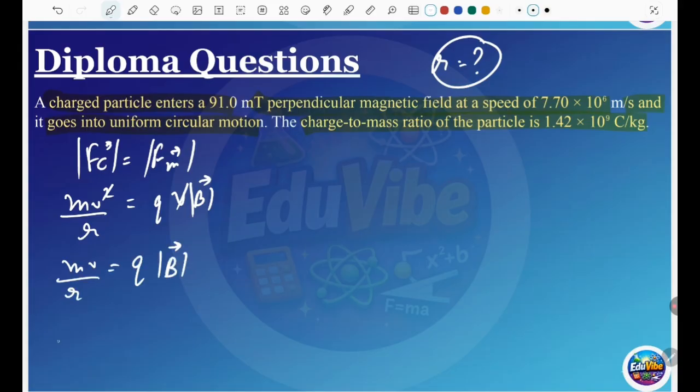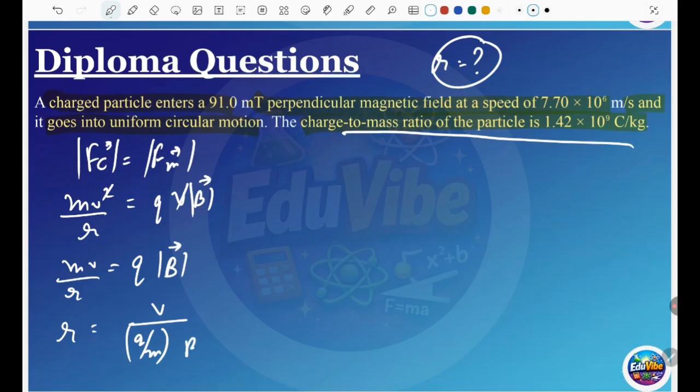We have to find the r, so we have to isolate the r from here, from where we get v upon r. The m goes down, which goes like q upon m, because we have the charge to mass ratio, so we take it as q upon m, and we're left with the magnetic field. So from here we can put the values in.